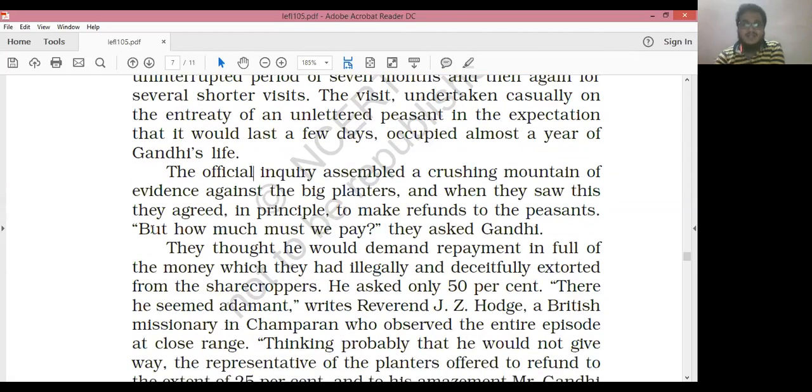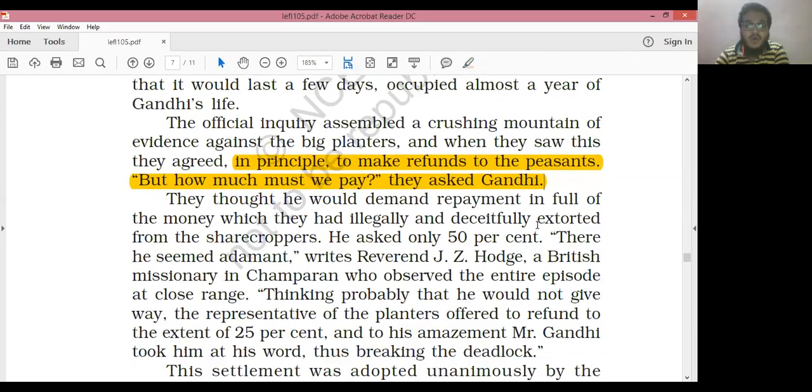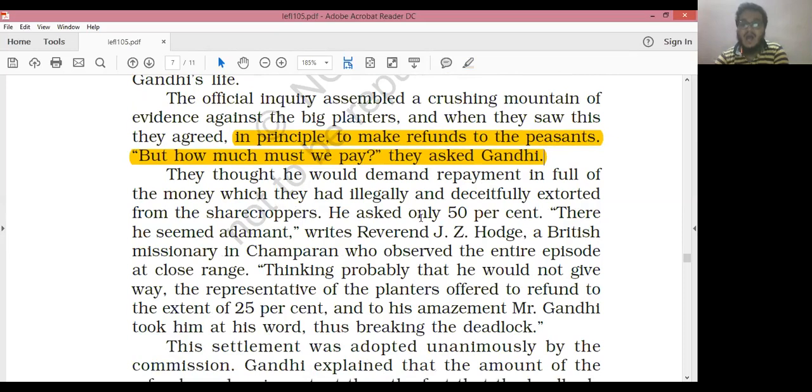When they saw this, they agreed in principle. What was the principle here? To make a refund, and they asked Gandhi, but how much must we pay? So now they agreed there was a problem, and they asked Gandhi how much they must pay for the refund. They thought he would demand repayment in full of the money which they had illegally or deceitfully extorted from the sharecroppers. He asked only 50%.